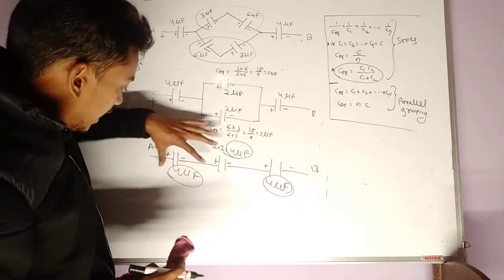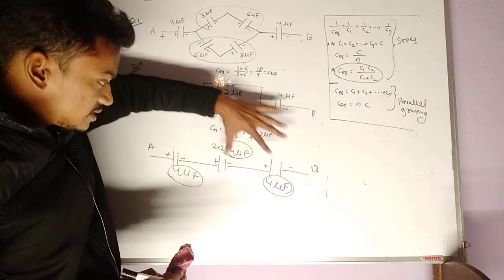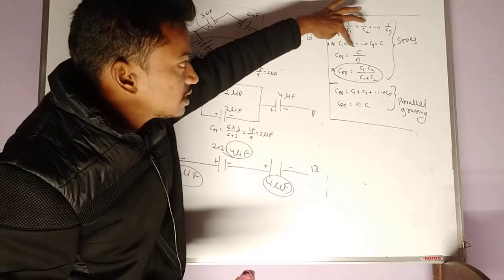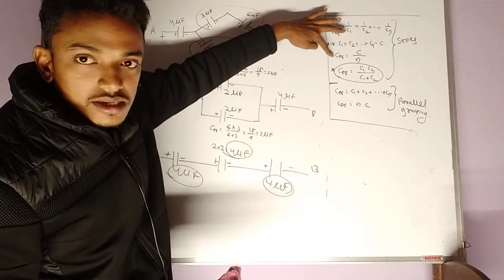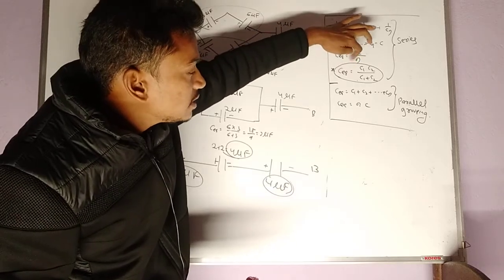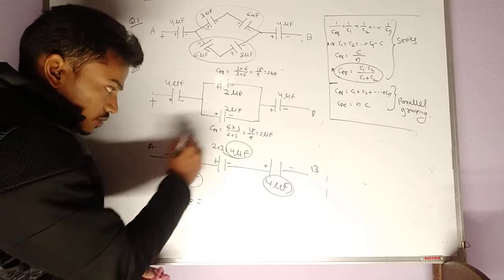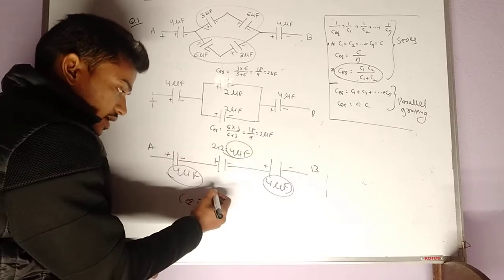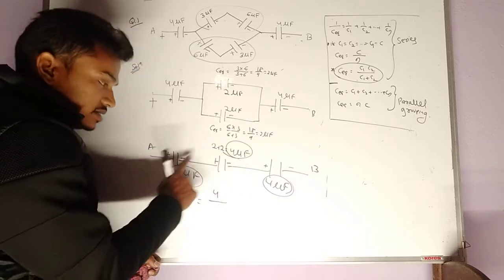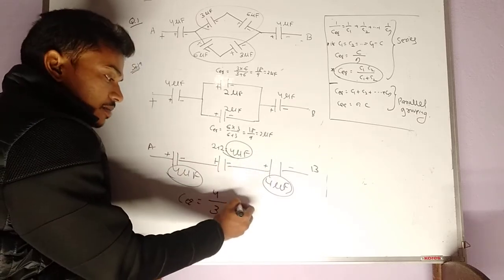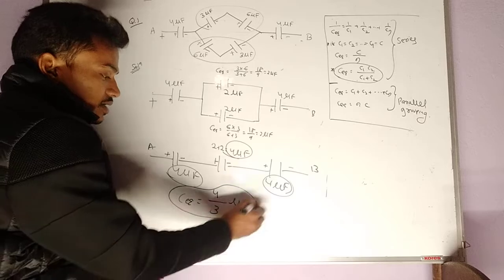So this 4 microfarad and this 4 microfarad and this 4 microfarad are in series grouping. All these capacitances are same, 4, 4, 4. If all these capacitors are same, use C equivalent equal to C by n, where n means number of capacitors. So C equivalent is equal to C by n, that is 4 by 3 microfarad, since the number of capacitors is 3, and this will be the answer.